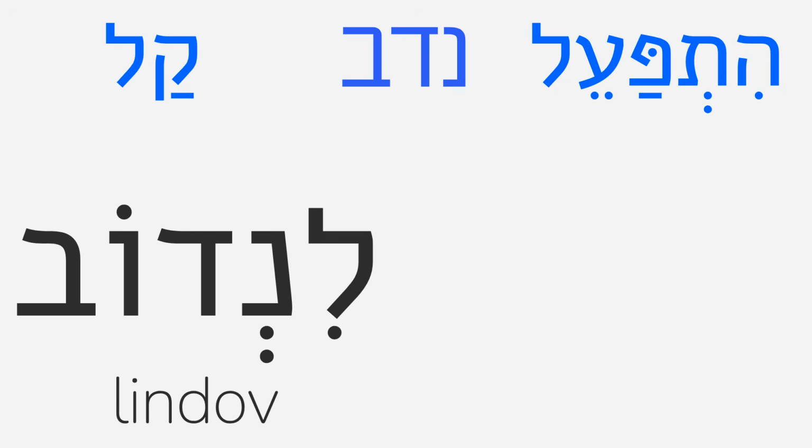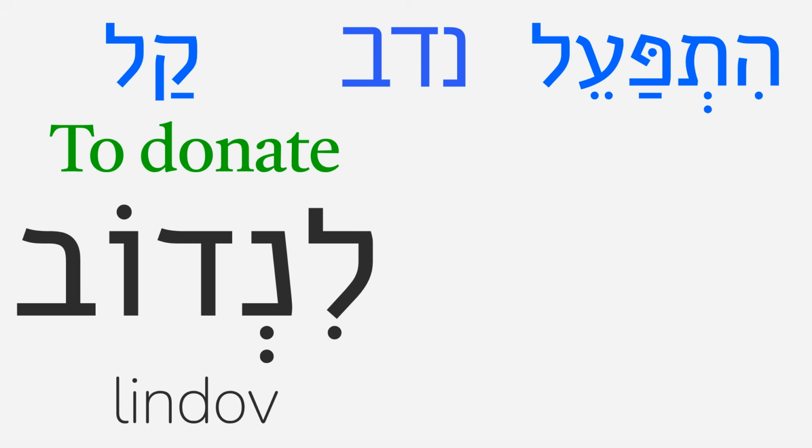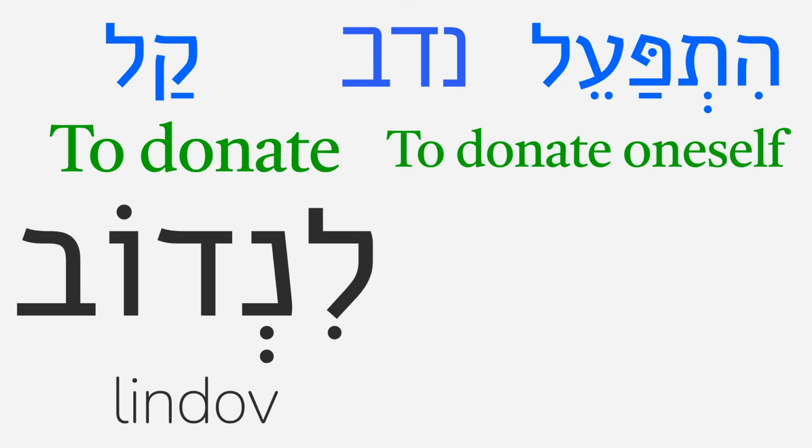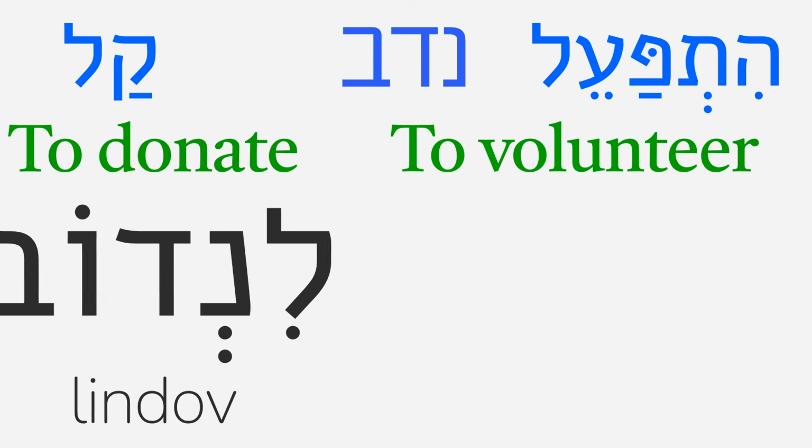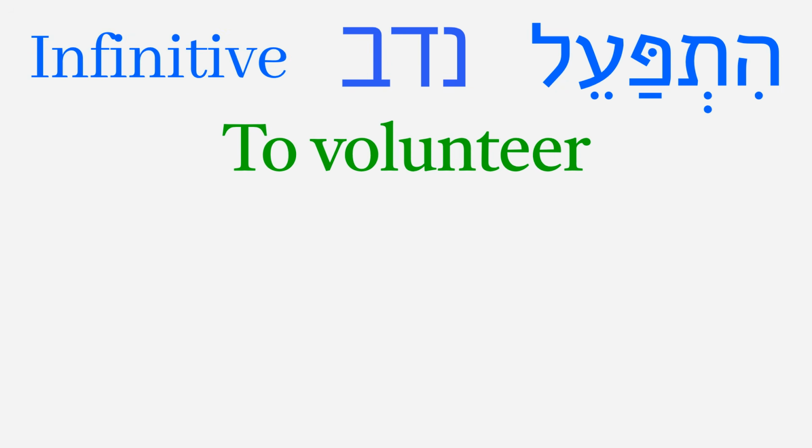Today, we'll start by learning the root nun dalet bet, which can be used in the hitpael for a reflexive meaning. The kal verb from this root is lindov, which means to donate. So the reflexive hitpael verb from this root will mean to donate oneself. In other words, to volunteer. Let's make this infinitive, to volunteer.